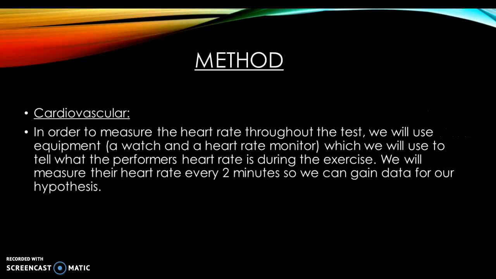The method for the cardiovascular. In order to measure the heart rate throughout the test, we would use equipment. In this case, we used a watch and a heart rate monitor, which we would use to tell what the performer's heart rate is during the exercise. We will measure the heart rate every 2 minutes so that we can gain data for our hypothesis.